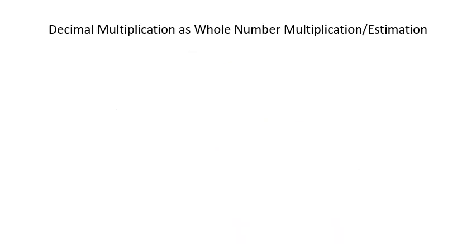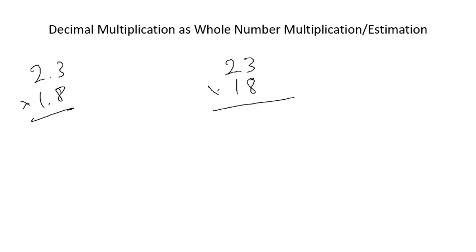A much shorter method that we can look at for this is looking at whole number multiplication with a dash of estimation. So if I'm looking at 2.3 and 1.8, and I want to figure out what this is, well, one method would be just to do 23 by 18 and multiply this as whole numbers, like it says right here. And so when I multiply this together, I'm going to get 414.